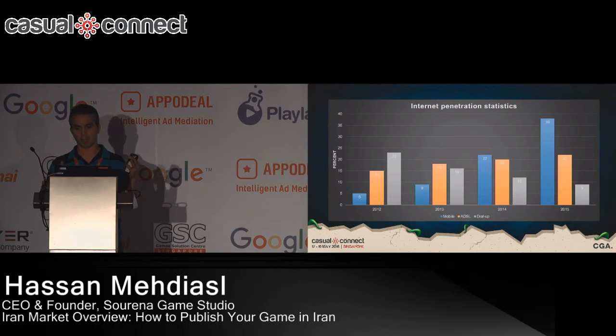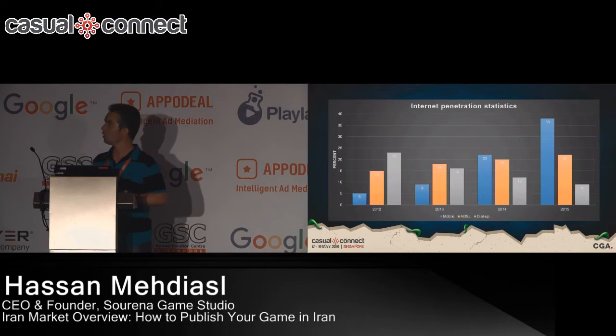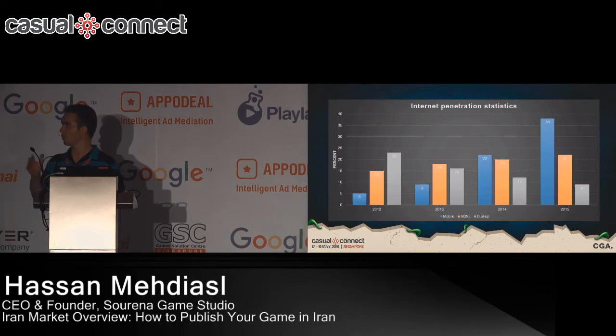But as you can see, in 2015, everything changed. The biggest one, with around 40%, is 3G and 4G connection. ADSL is in second place again, and we still have lots of people connecting with dial-up, mostly in the south part of Iran.